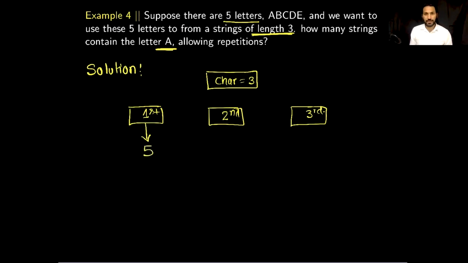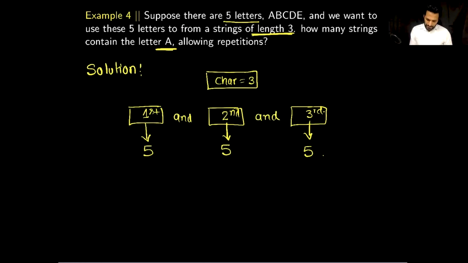I can pick any letter A, B, C, D, or E and place it there. In the second position, I can pick any letter and place it there. And in the third position, I can pick any letter and place it there. So this is the number of ways I can create a 3 character long string using the letters A, B, C, D, E. This is my total number of ways, and since I have to perform these tasks independently, the conjunction between these tasks is AND.